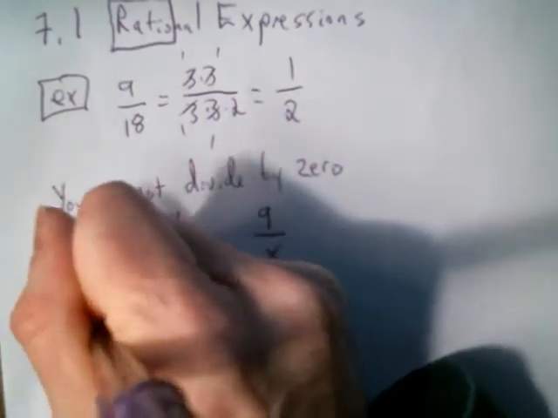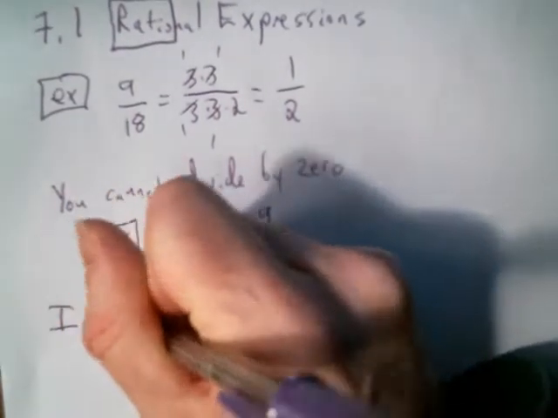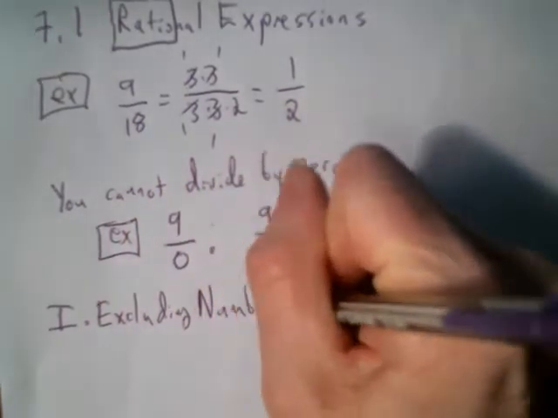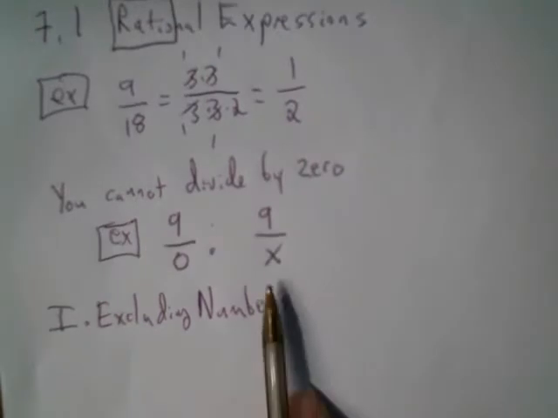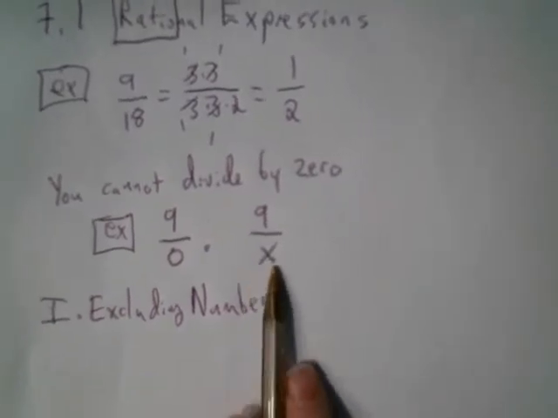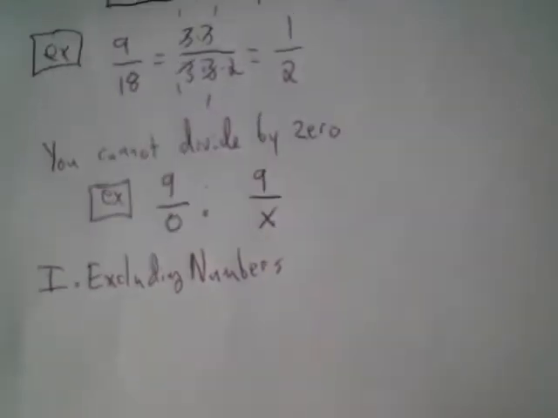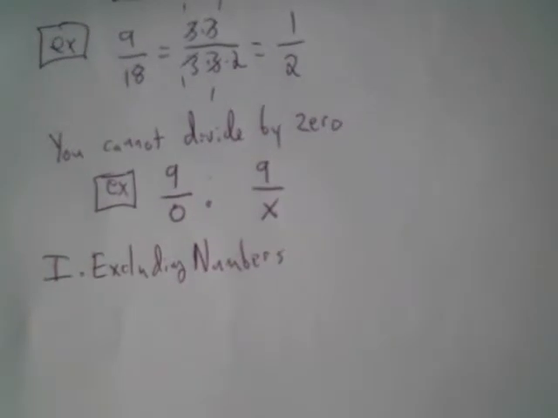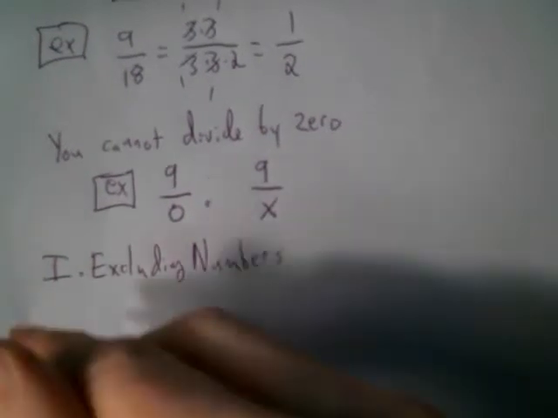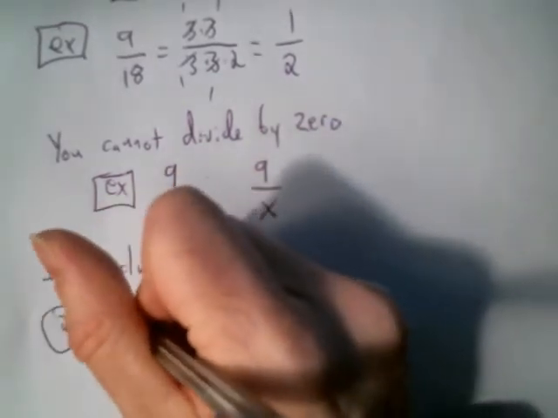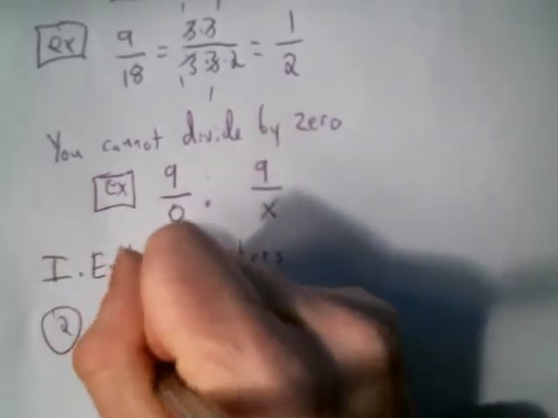So it's excluding numbers. Basically, you're just trying to find the numbers for x that won't work, because that will cause division by 0. Okay, so how do we do this? The basic program is just to set the denominator equal to 0. A lot of times you can kind of inspect it and just know, all right, this isn't going to work, or this will work, sort of deal.